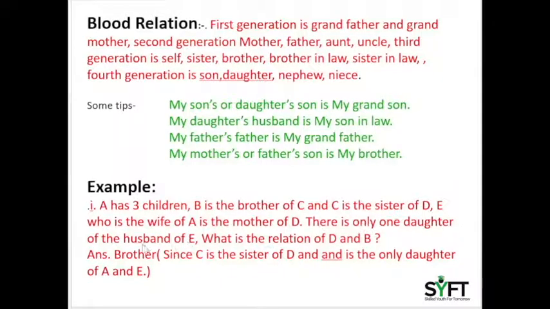There is only one daughter of the husband of E, and in the first line it is written that C is a sister of D. Therefore, the only daughter of A and E is C, and the other two are brothers, as there is only one daughter. B is the brother of C and C is the sister of D. Therefore, B and D are the brothers of C. The question is, what is the relation of D and B? Since only one daughter is there of A and E, therefore C is the only sister of D and B, and B and D are the brothers of each other.